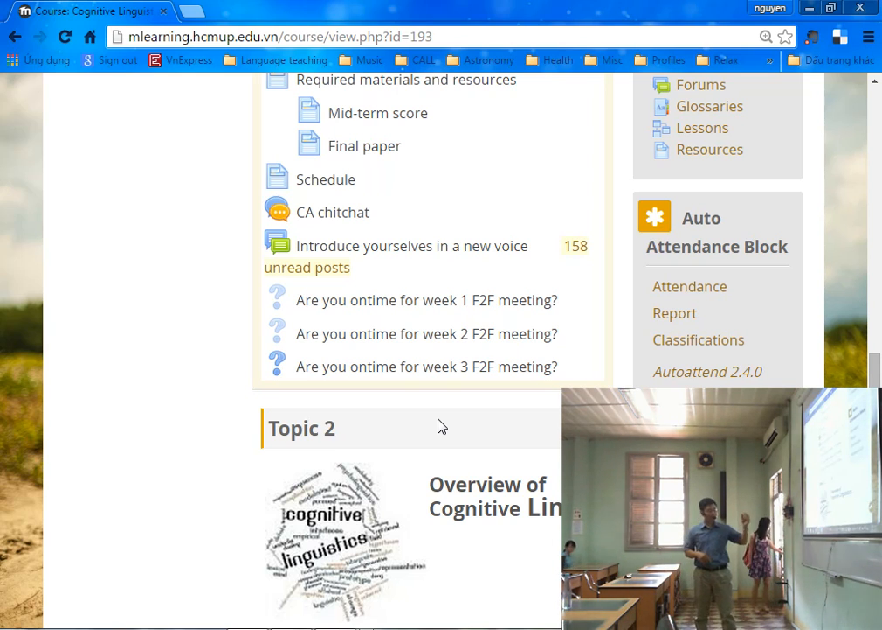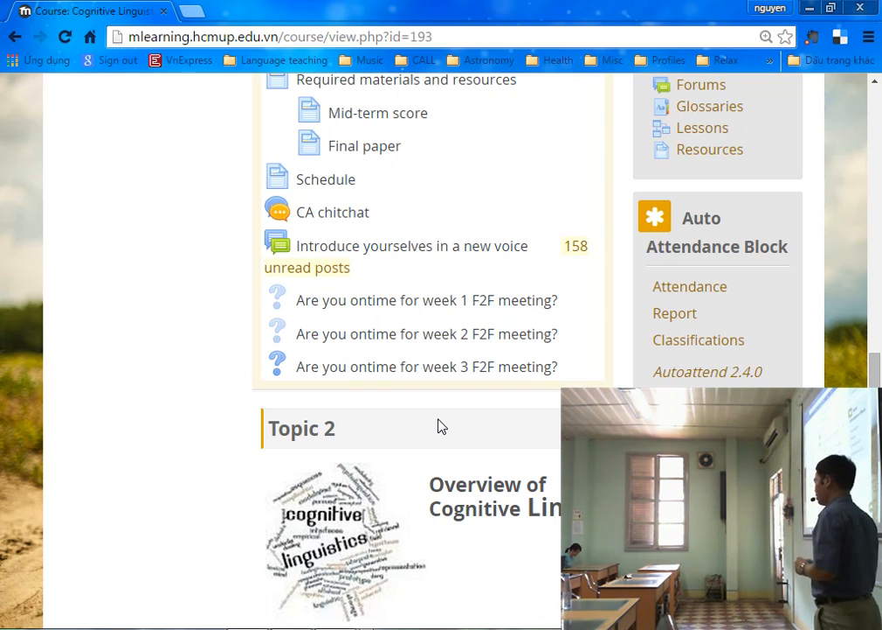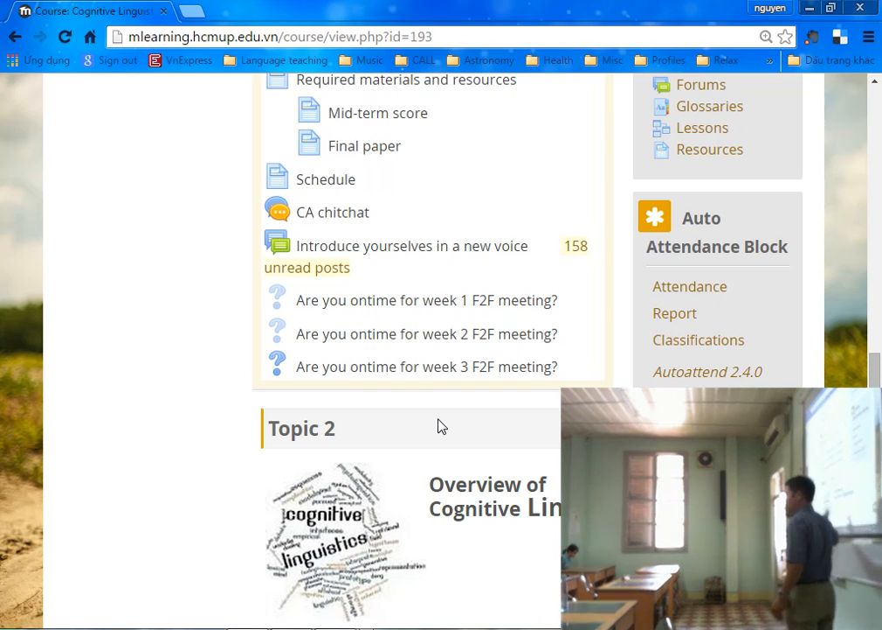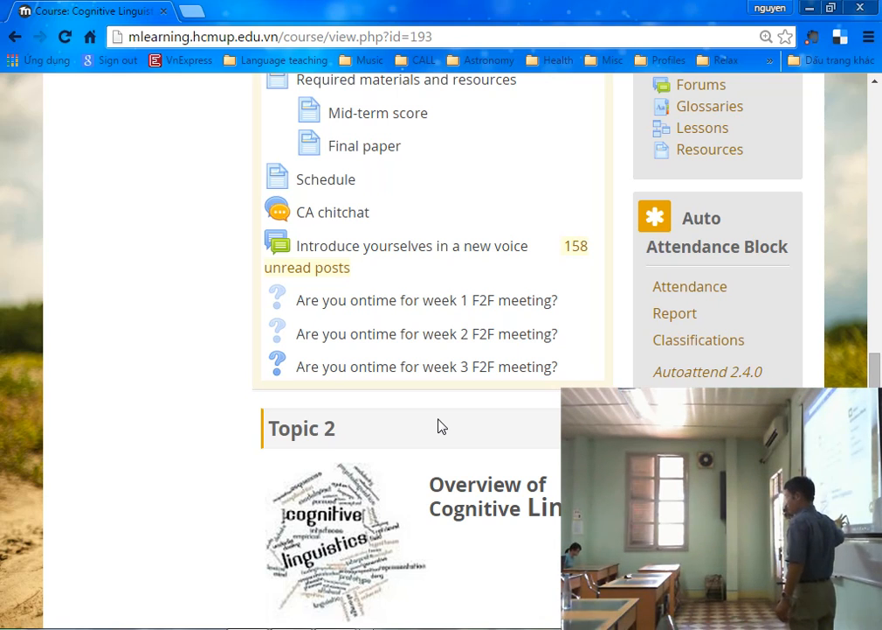Then we talked about the first commitment of cognitive linguistics, generalizations. Now today we are going to talk about the other commitment, the cognitive commitment of cognitive linguistics, and we start working on the hands-on activities in your textbooks. That will help you learn a lot.